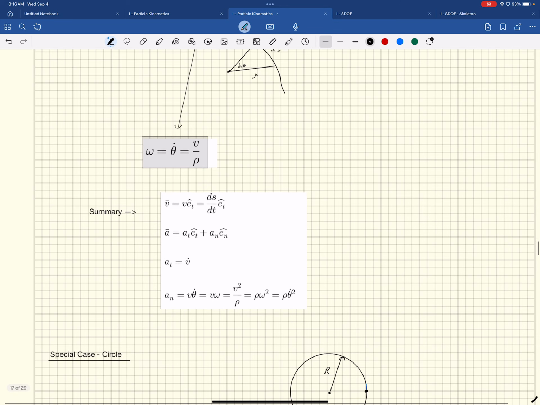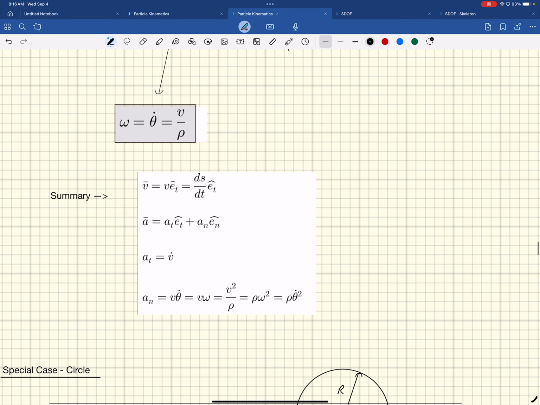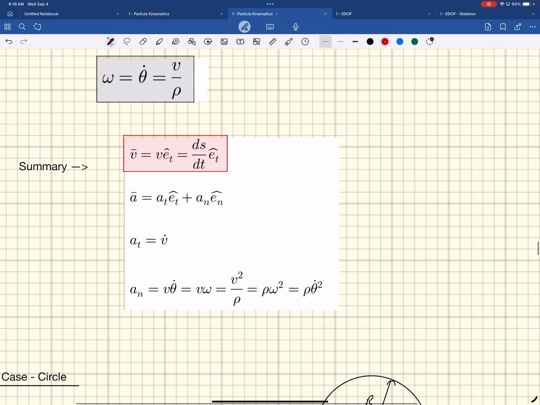Okay, and so let's look at the different forms here. A brief summary of what we just talked about: if I'm talking velocity in this coordinate system, we have velocity is v times et, in the et direction. So that's just going to be ds dt in the et direction. That's the easy one. Velocity is really easy in normal tangent. It's just my ds dt in the et direction. That's all it is.